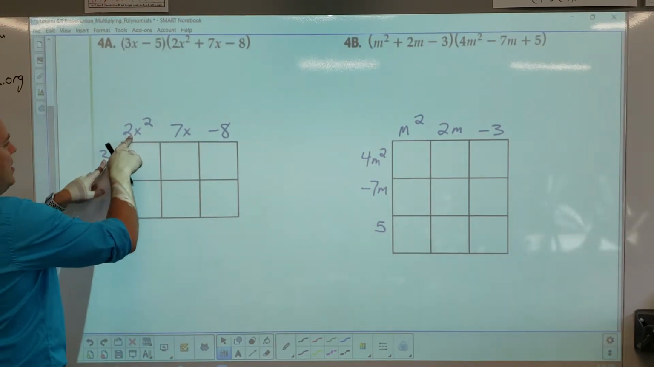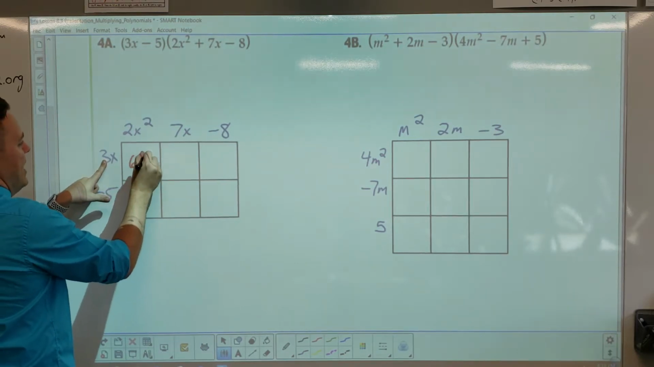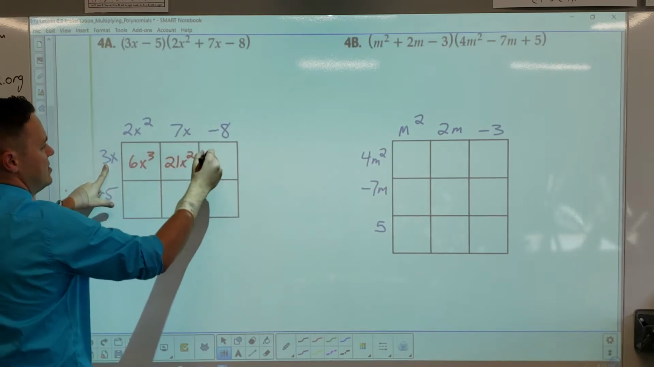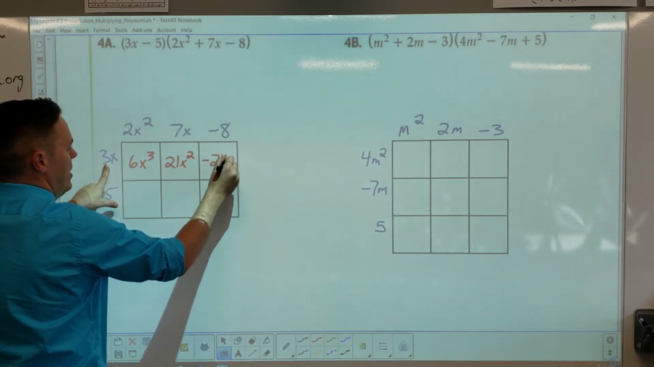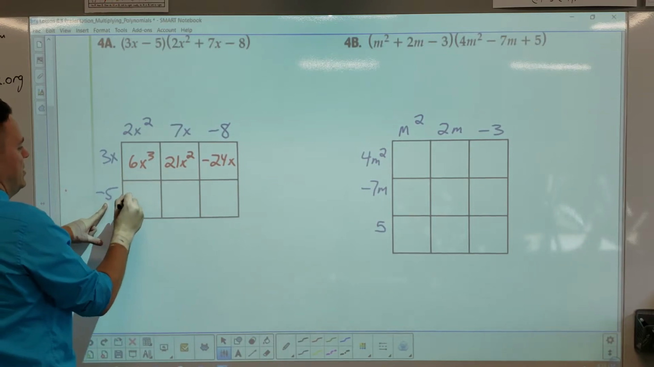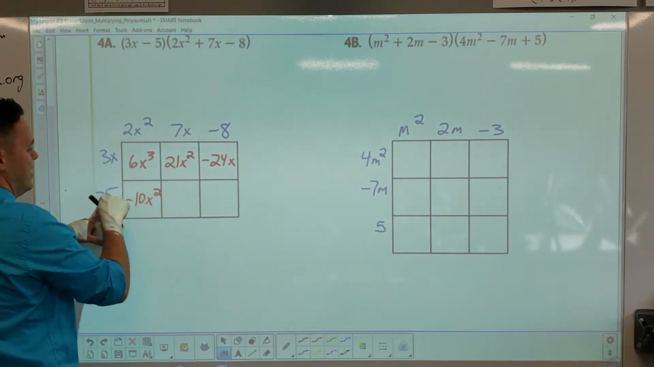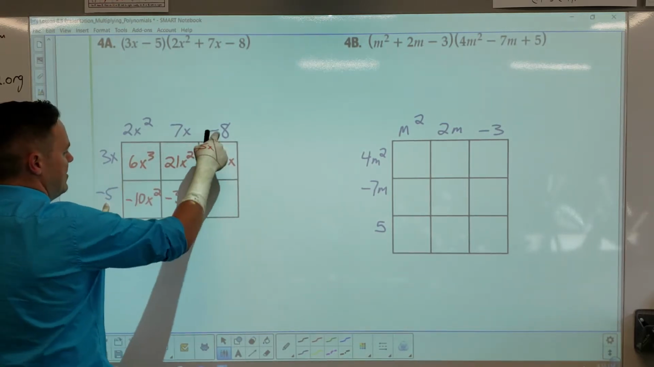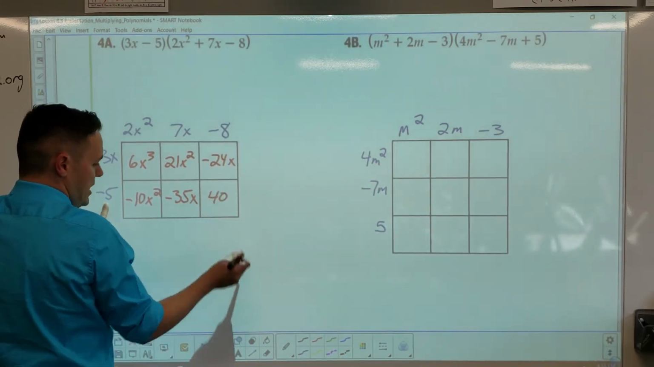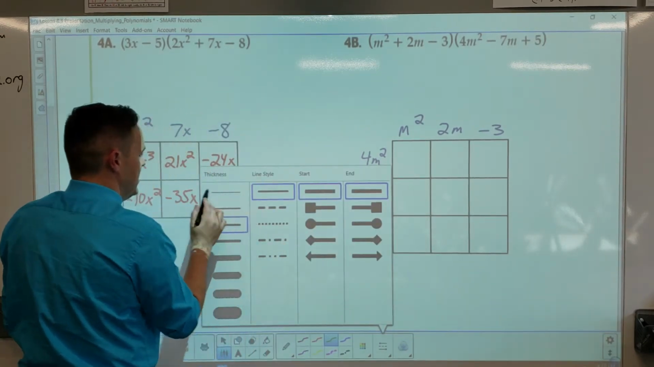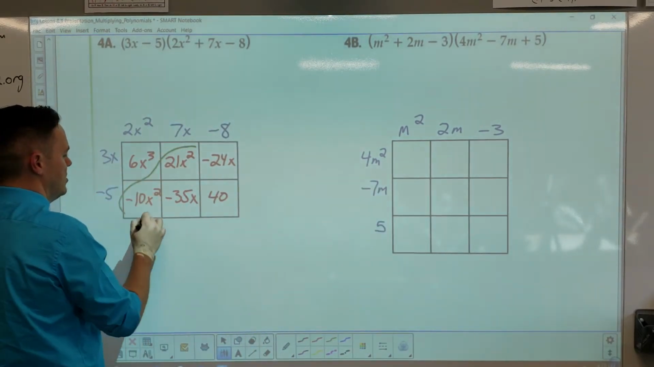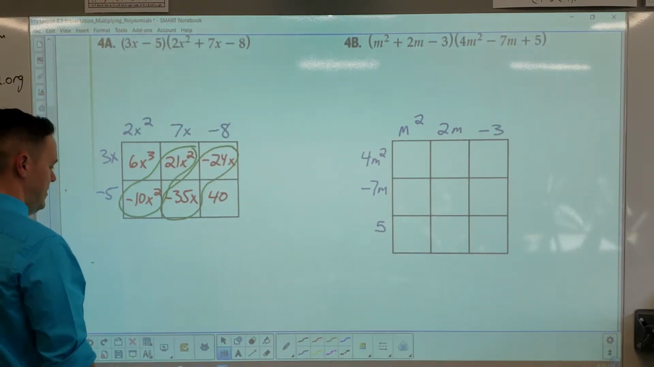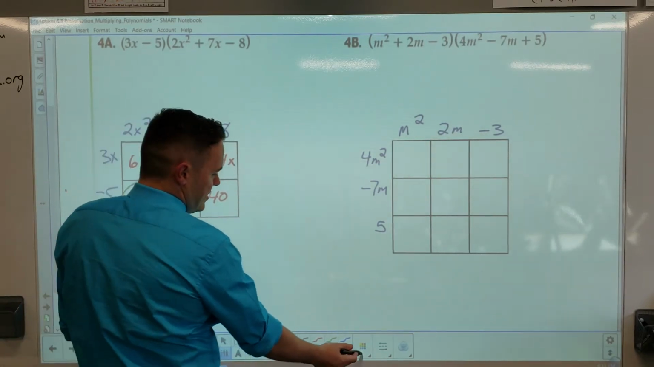All right, 3 times 2, 6, and we have 3x's. 21x squared, and negative 24x. Move down, negative 10x squared, negative 5 times this, it'd be negative 35x. Negative and negative is going to be a positive 40. Now we set it up like this, and when we do, we have our beautiful little squares. Actually, probably make this look better.